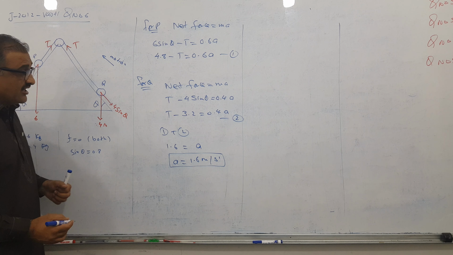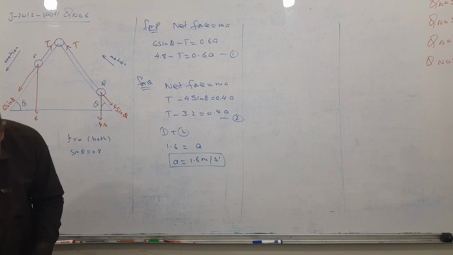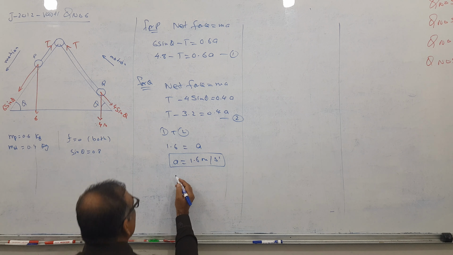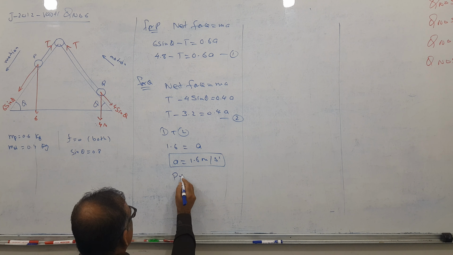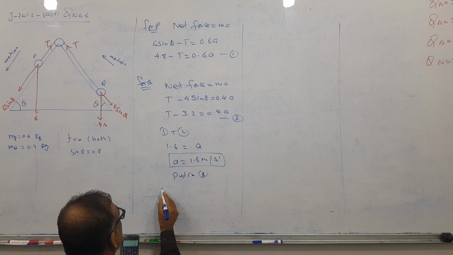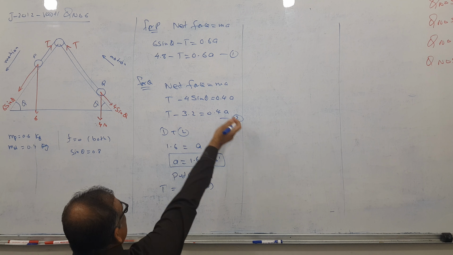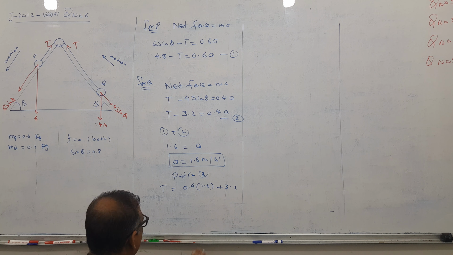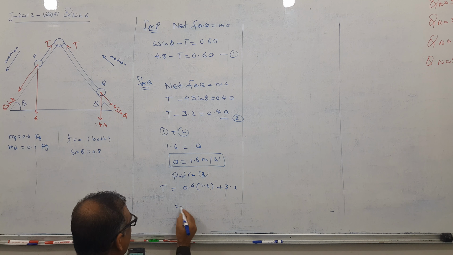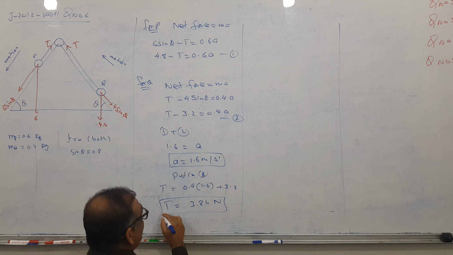Okay. So this is clear. So if I put this value in any equation and get answer easily. So put in 2. So tension equal to 0.4 times 1.6. And this add. So plus 3.2. So 0.4 into 1.6 and plus 3.2. So answer is coming 3.84 newtons. This first part is very, very clear.